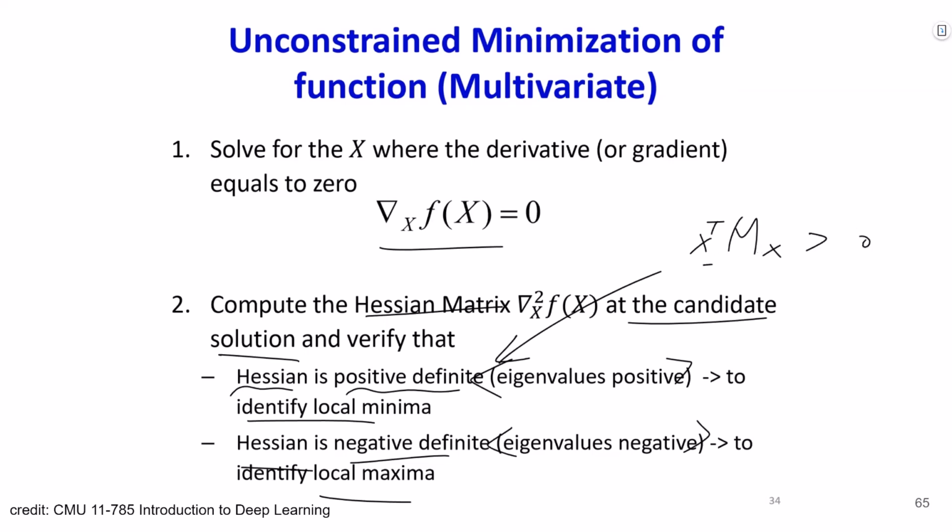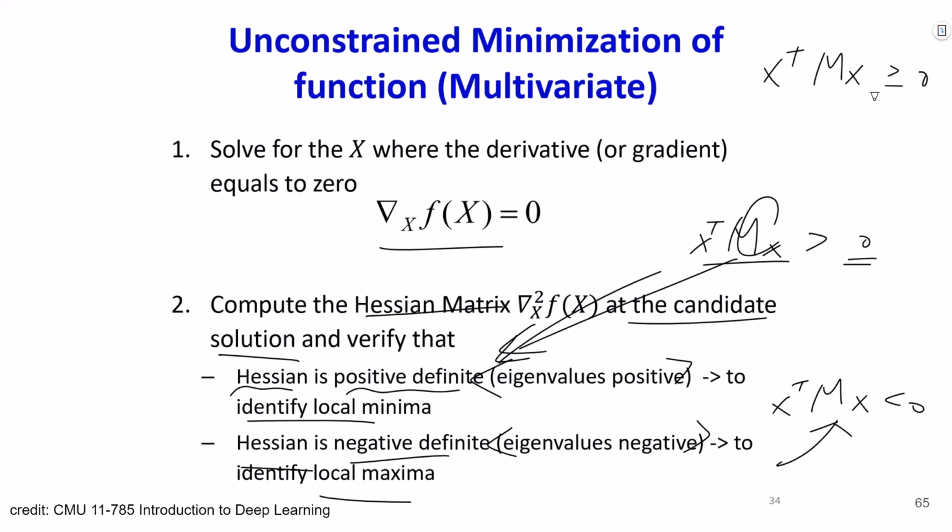if this multiplication is always larger than 0, then we say this matrix M is positive definite. If this multiplication is always smaller than 0, then we say this matrix M is negative definite. And if you put an equal sign here, larger than or equal to 0, then we say this matrix is positive semi-definite. And in this case, if you put an equal sign here, then we say negative semi-definite. This is just one property of a matrix.